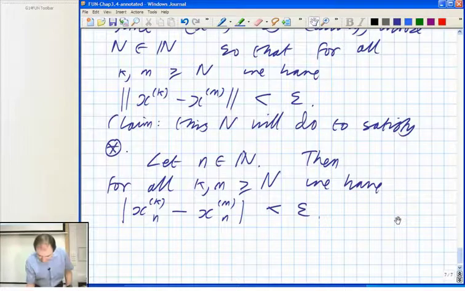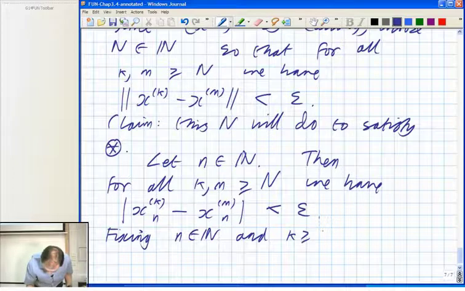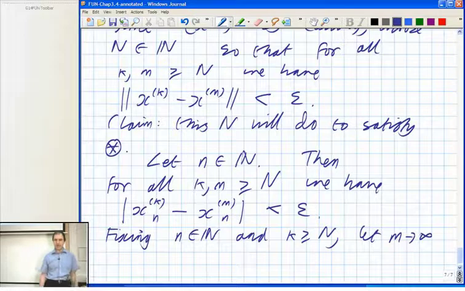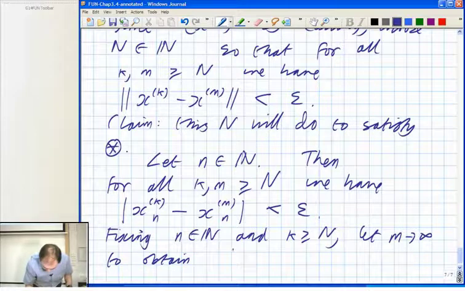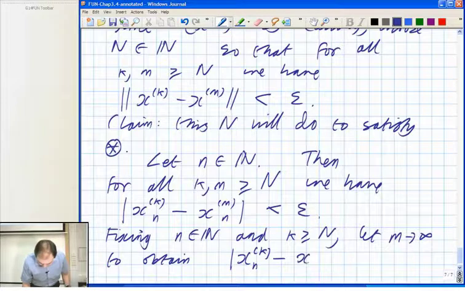So fixing a natural number n and some k greater or equal to capital N for the moment, you can let m tend to infinity so that after a while it's bigger than capital N, to obtain modulus x_n^k minus, well, as m tends to infinity, this x_m^n tends to just x_n. But it becomes less than or equal to epsilon.